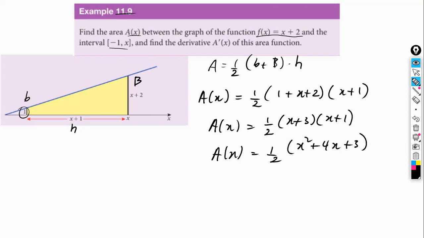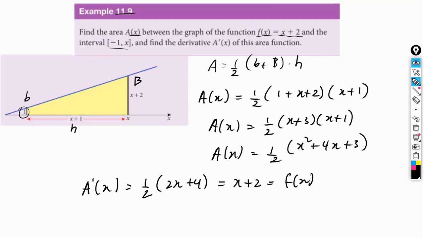Okay, so this would be the area contained under the curve in that interval, right? Between -1 and x. How about the derivative? Well, the derivative of this is going to equal simply 1/2 times 2x plus 4, and this is going to equal x plus 2, which again brings us back to f of x.